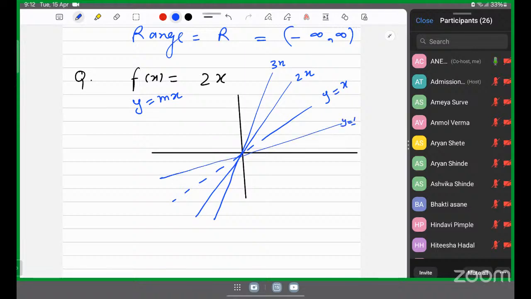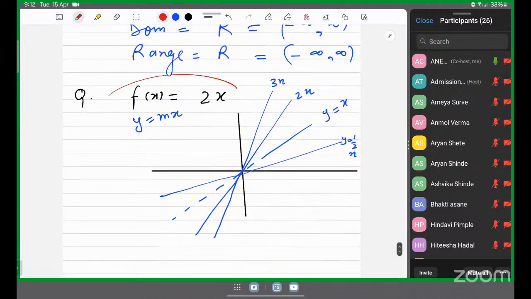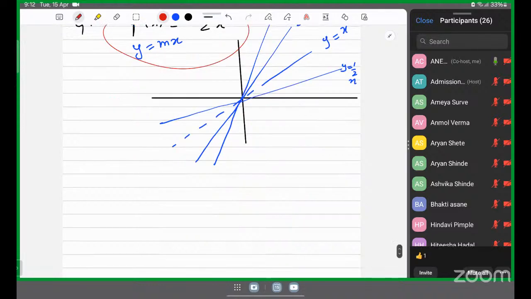Are you getting the condition? Okay. Now we are talking about y equals 2x, or f of x equals 2x. According to the graph, what will be its domain?